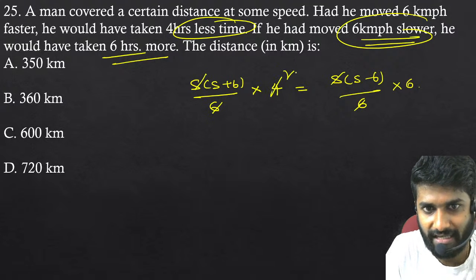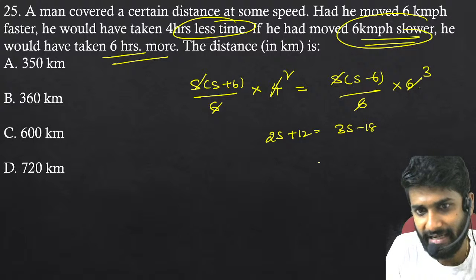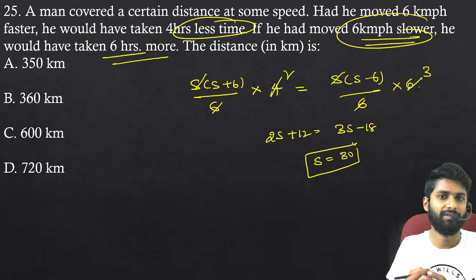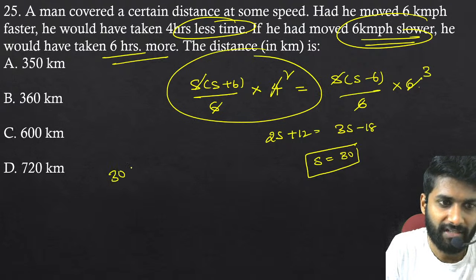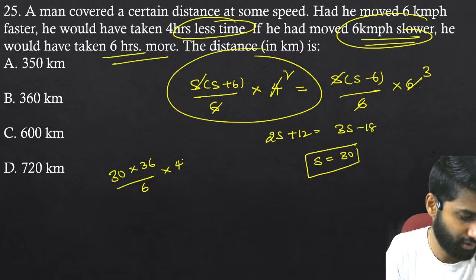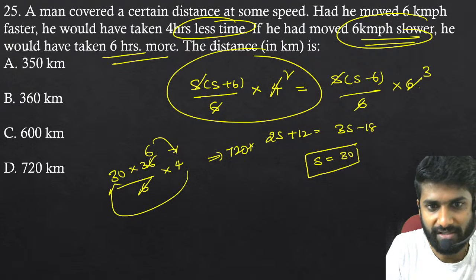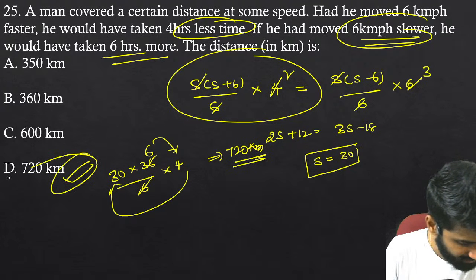Now see, this is exactly equal to 2 times and 3 times. 2s plus 12 is exactly equal to 3s minus 18. Then s is exactly equal to 30. Now if you want the distance, you can substitute it here. So 30 into 36 by 6 into, take it as a 4, guys. Don't take it as a 2. Now see, 6 6s are 36, Nana. 6 4s are 24. 24 3s are 720 kilometers.